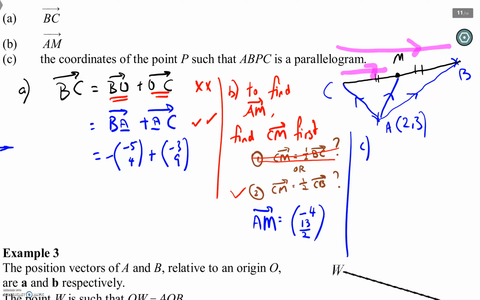Now, how do I calculate P? Does it sound familiar? Yes, right. How to find point P? If ABPC, it must be in a running sequence. A is here, B is here, C is here. Where is P? Can you help me? There, at the bottom, right?